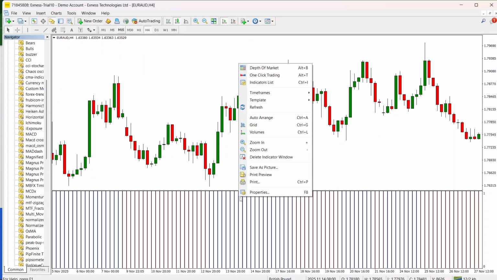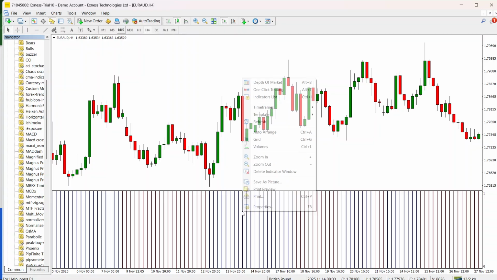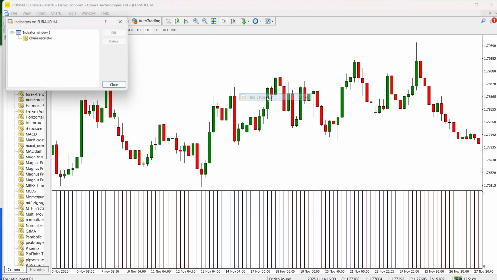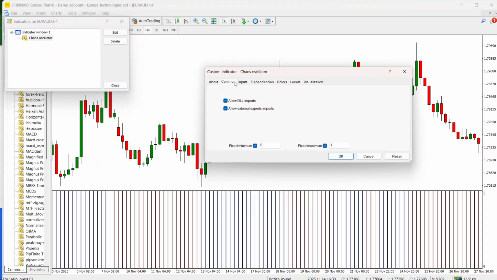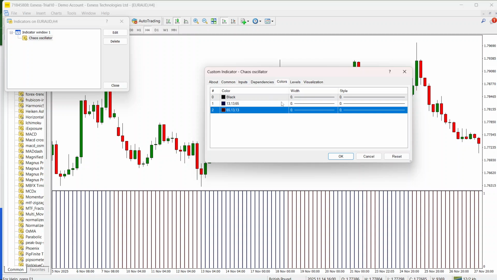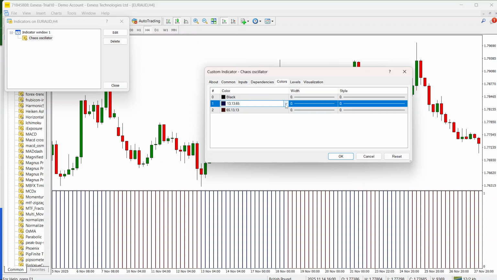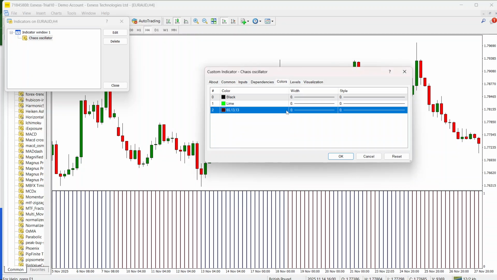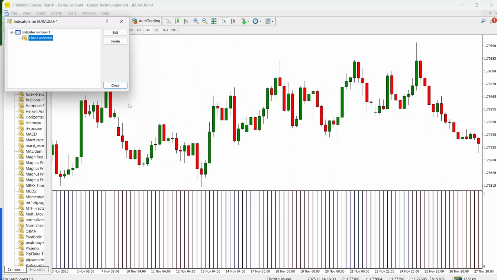Now let's look at its settings. You come over to its settings, in its inputs. You can see alert, and then we move to its colors and adjust them for easier visualization. The one will be a bullish condition and the two is a bearish condition. And let's set that.